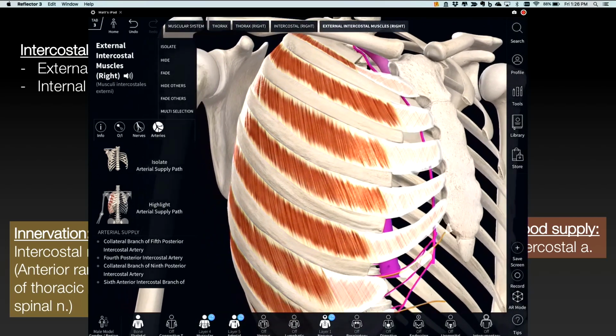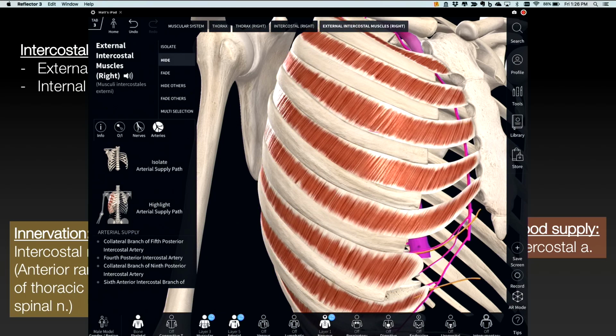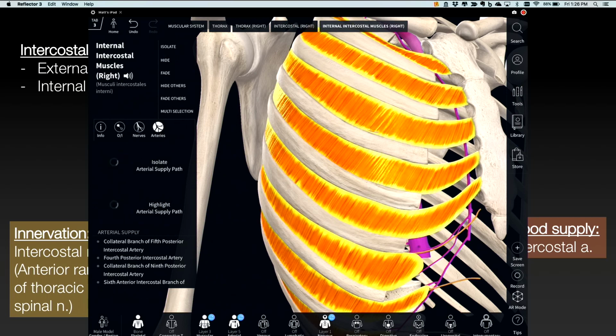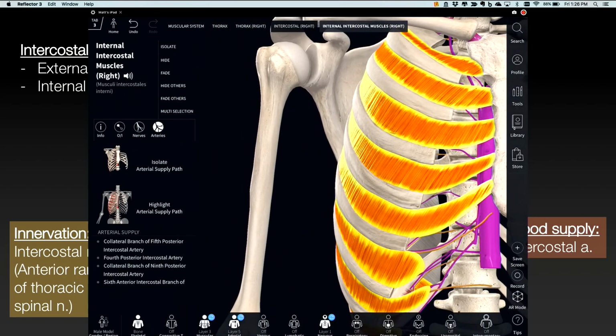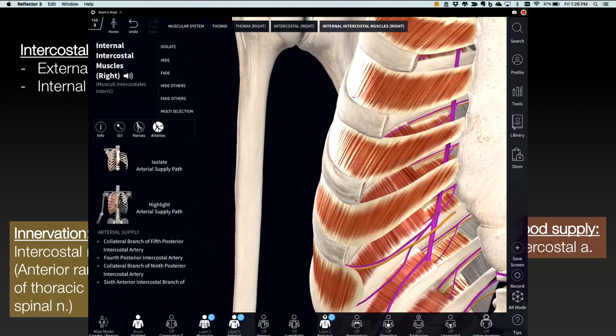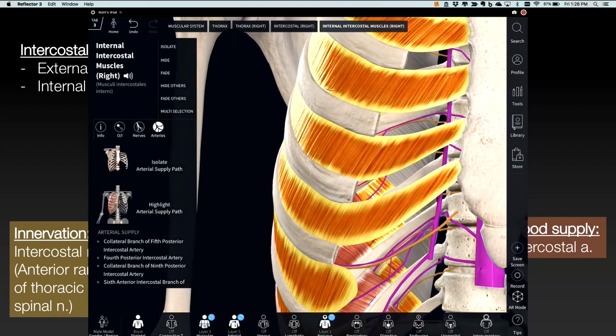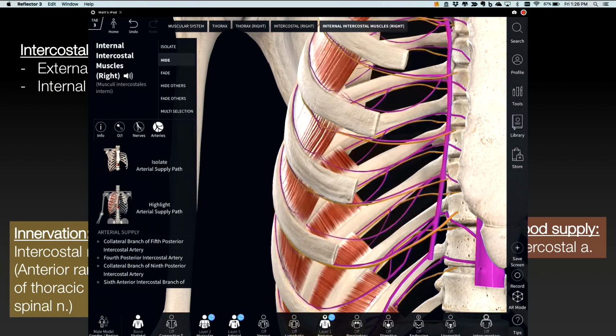So I'm going to get rid of the externals. So I just hid those, cut them away. Now you can see the internal intercostals, 90-degree fibers. I don't see any nerves or arteries yet. If you look way inside, you can see the innermost. Let's get rid of these ones too. There we go.